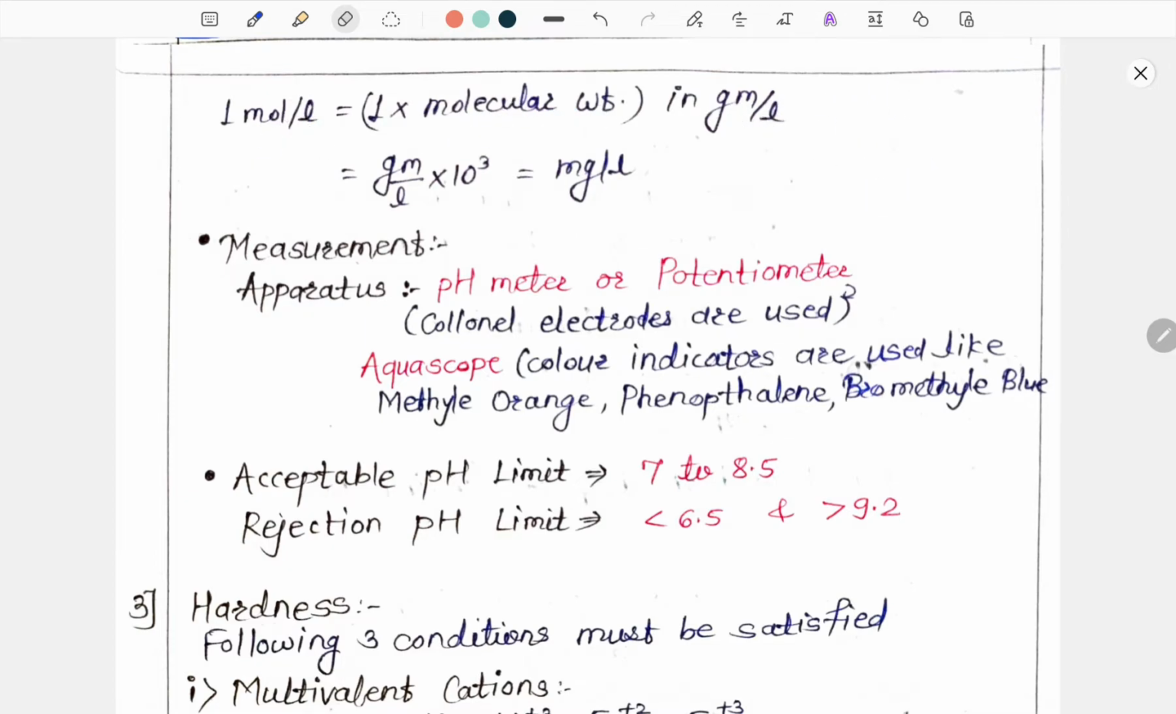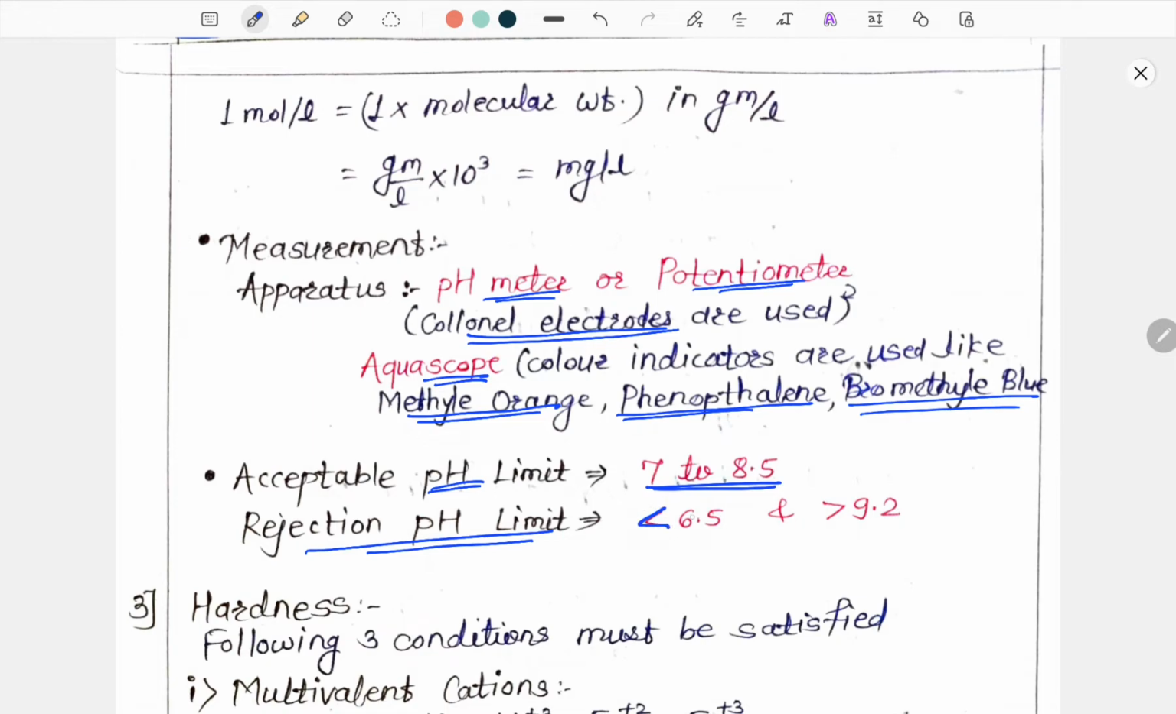Now measurement of pH. Measurement of pH is done by the pH meter or potentiometer, in which calomel electrodes are used. Okay, which electrodes are used? Calomel electrodes are used. It can also be measured by aquascope, in which color indicators are used like methyl orange, phenolphthalein, bromothymol blue, etc. Acceptable pH limit is 7 to 8.5 and the rejection pH limit is what? Less than 6.5 and greater than 9.2.